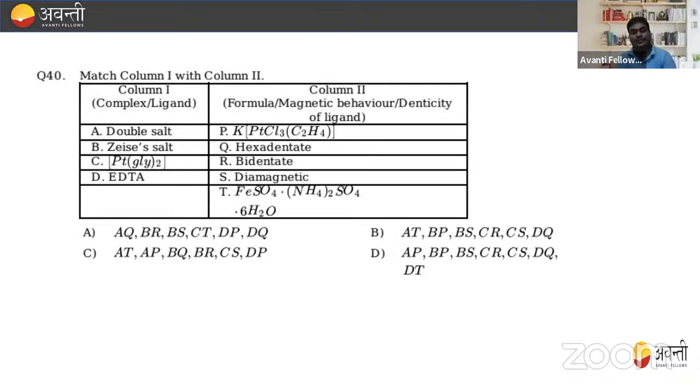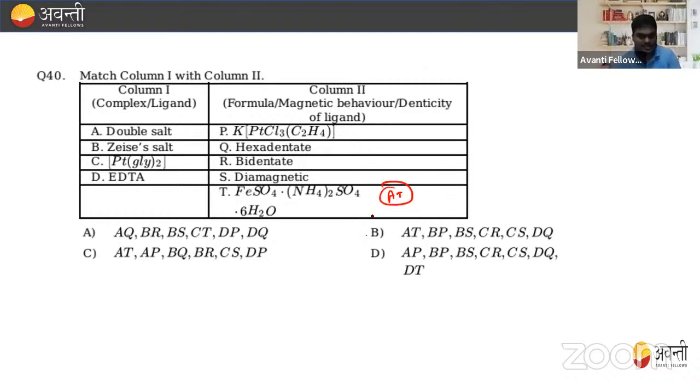Now, this is a match type of question and very important. In column one, we have a complex or ligand name, and in column two, we have a magnetic property pair. So if I'm talking about a double salt, FeSO4 is Mohr's salt. This is an example of a double salt, and A is equivalent to T. T has two options, B and C. So A is equivalent to T. It is clear.